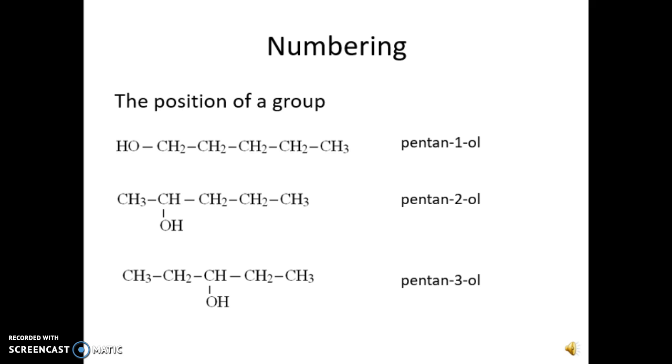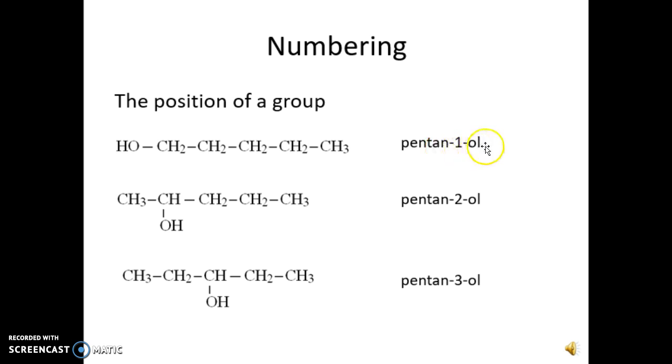The next one here, we've got some alcohols. Alcohols are formed when we've got an OH on that carbon chain. In this case, once again, we've got 1, 2, 3, 4, 5 carbons, so that's going to be a pentane. We've got an OH on the end, so it's now called a pentanol.